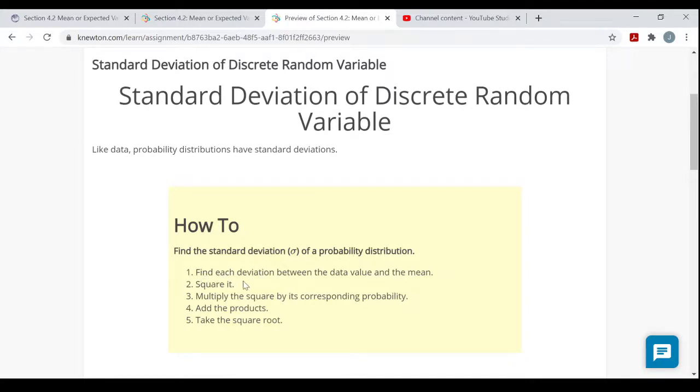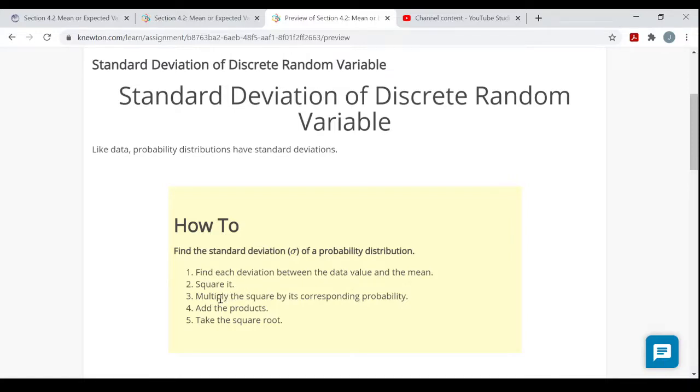So you find each deviation between the data values and the mean, which I'll show you how to calculate. Square them, just like standard deviation before. You found the mean of a set of data. You then subtracted the mean from every data value. That was the deviations. Then you squared those.